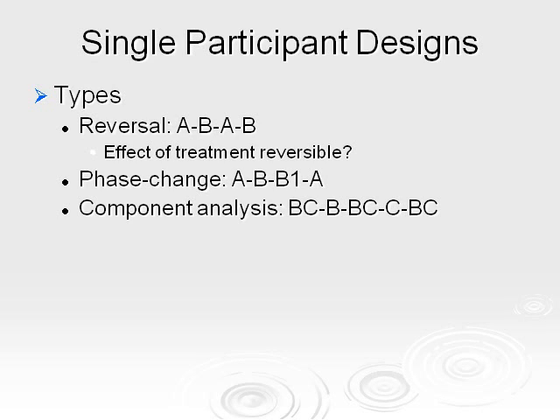So these are all variants of the first one, the reversal, right? Where we're doing stuff, taking it away, or changing and seeing what happens. And again, that can be problematic because sometimes the treatment's not reversible, sometimes it's unethical or impractical to take away or change the treatment. So another way of doing single participant designs, if those are concerns, would be to do some type of multiple baseline design. And there are lots of ways of doing this.